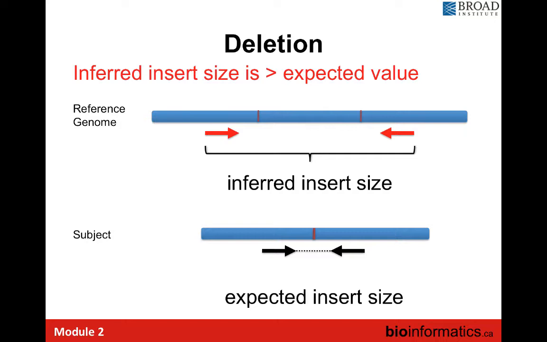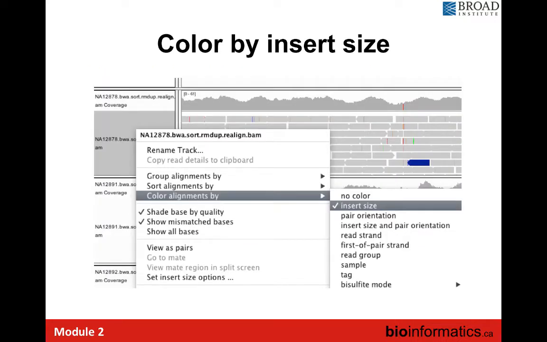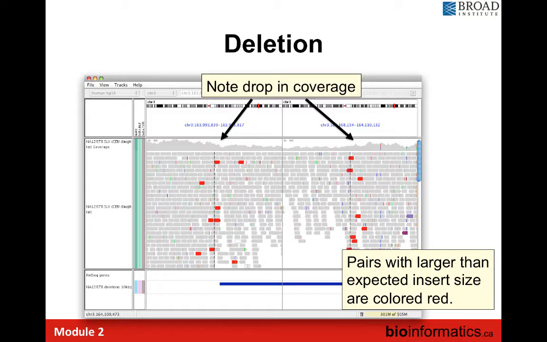And we can color that in IGV to be able to identify it more easily. You will have a menu where you can color by insert size. We will do that in the practical. And a deletion could look like this.